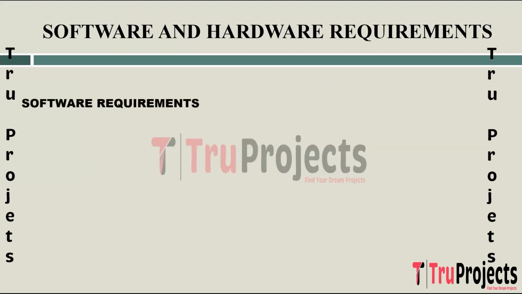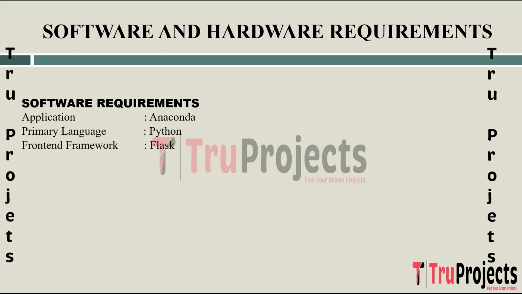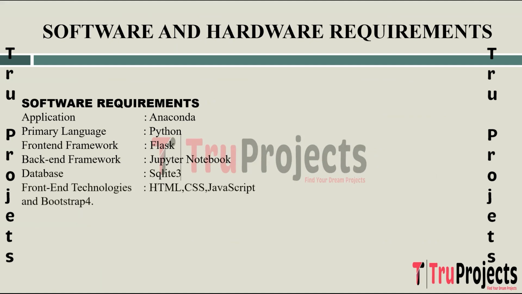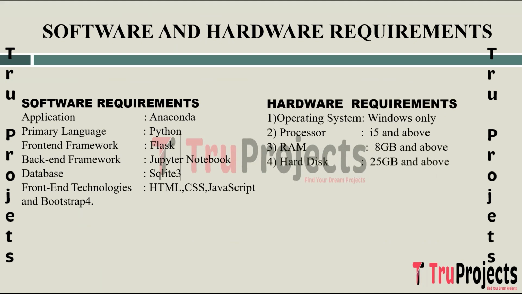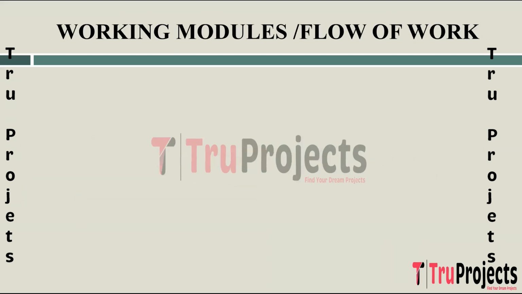Software and hardware requirements. Software requirements of the project are: the application is Anaconda, the primary language is Python, the front end framework is Flask, the back end framework is Jupyter Notebook, and the database is SQLite3. Front end technologies used in the project are HTML, CSS, JavaScript, and Bootstrap 4. Hardware requirements of the project are an operating system of Windows, a processor of 5.5 and above, RAM of 8 GB and above, and a hard disk of 25 GB and above.